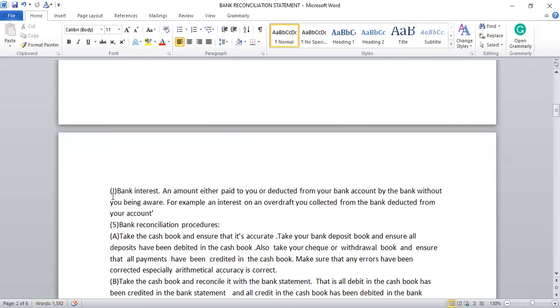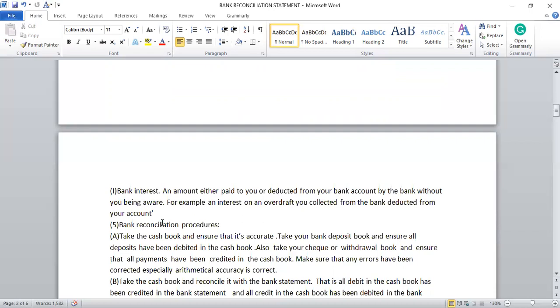Now I, bank interest. An amount either paid to you or deducted from your bank account by the bank without you being aware. For example, interest on an overdraft you collected from the bank, deducted from your account. So bank interest, an amount can be deducted or paid out of your account without you being aware of it.